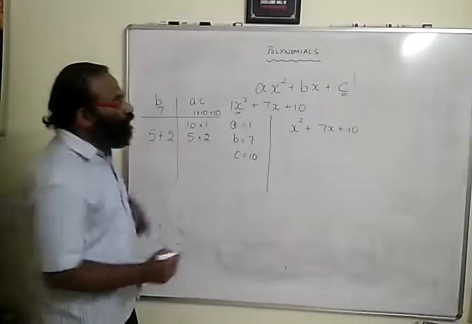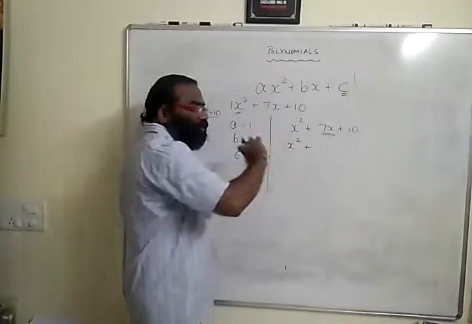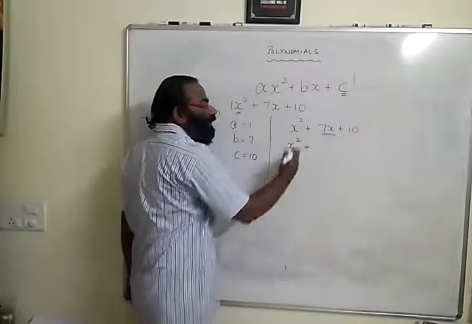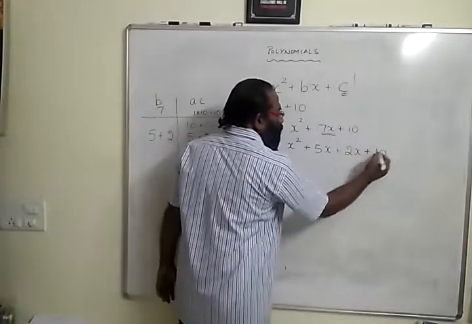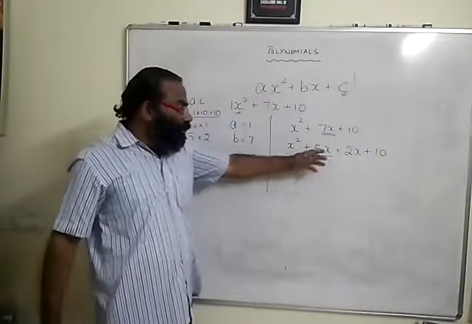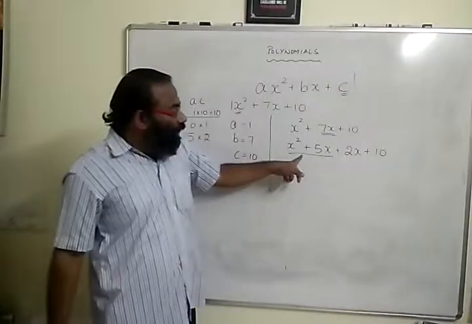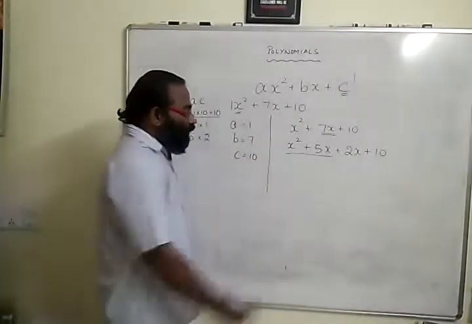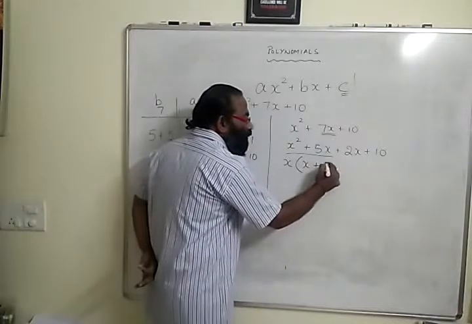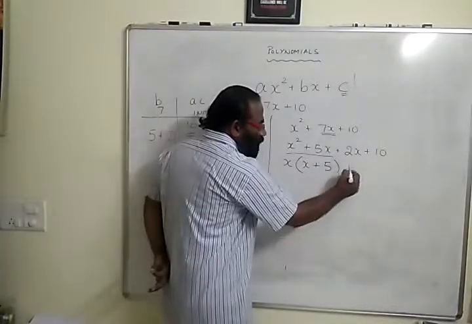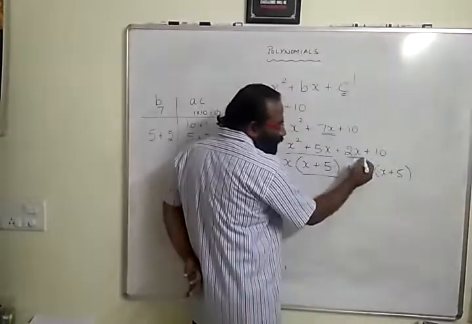So you see that the middle term is 7x. This 7 has to be split into 5 and 2, or the 7x can be written as 5x plus 2x plus 10. The splitting is a key thing. You have to make sure you get the right numbers. Now take the first two terms, x squared plus 5x. What is common over here? As we see, x is common. Then x into x plus 5, plus you put the very same x plus 5 over here.